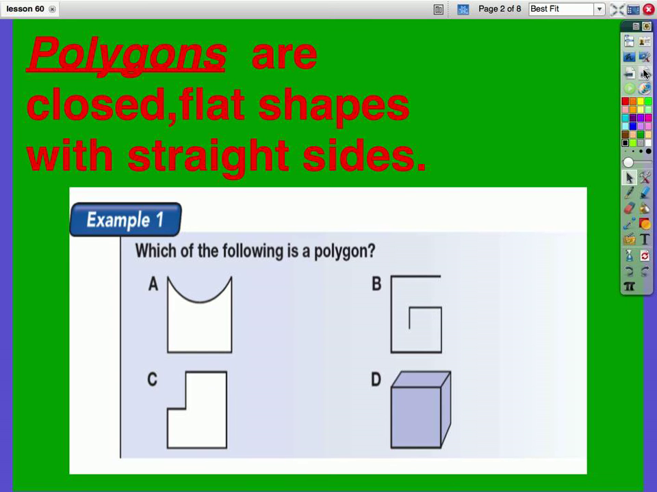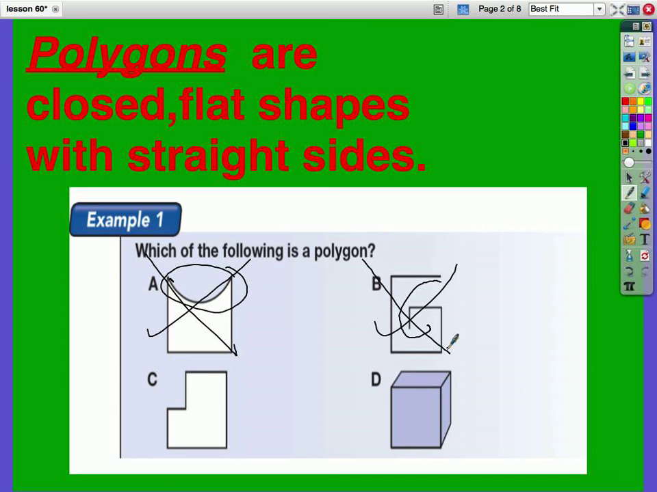So if we look at A, it is closed. Okay, there's no open spots in there. It's flat, it's two-dimensional, but we have this curved side here. We have to have straight sides. We look at B. Is it closed? No, it's open right here. Therefore, it will not work.